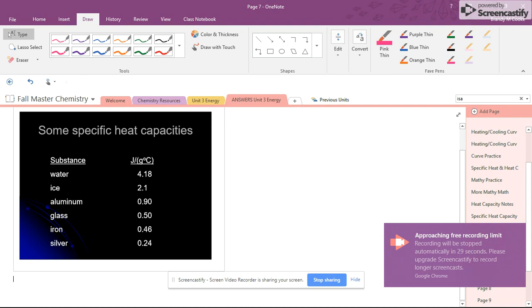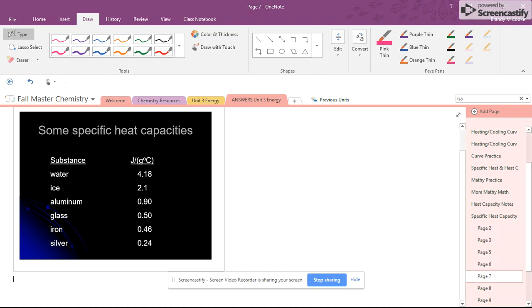And so you can ask different questions from this, like if you had all of these out in the sun, which one would be the highest temperature after a certain amount of time? It would be the silver because it has the smallest heat capacity. Therefore, it's going to absorb that energy and increase in temperature faster. So in a nutshell, that is specific heat and heat capacity.